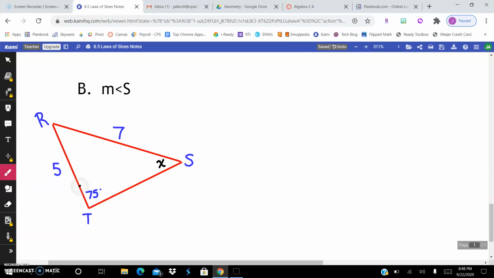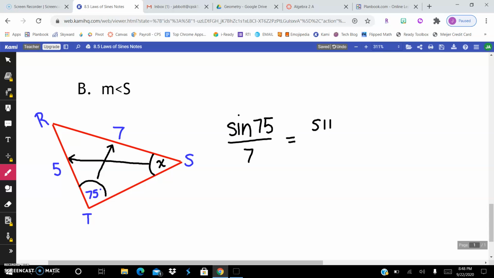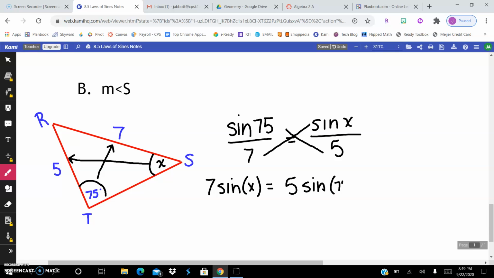Now we know angle T here is 75 degrees and its opposite side is 7. So we can say that the sine of 75 over 7 is going to equal the sine of x, since we don't know that angle measure, divided by 5. And we're going to cross multiply here. So I have 7 times the sine of x is equal to 5 times the sine of 75.